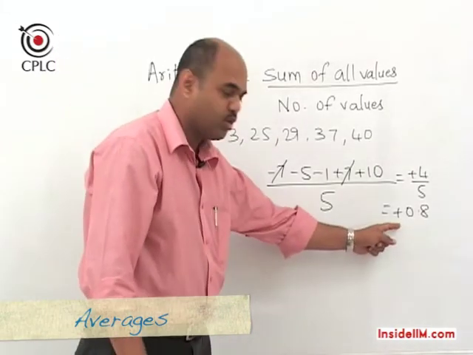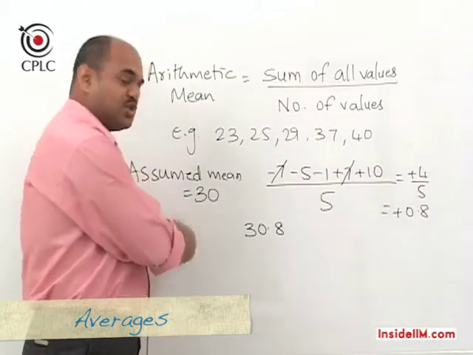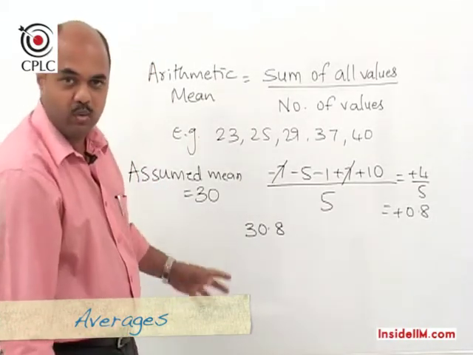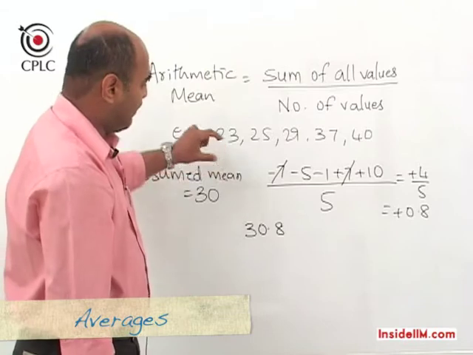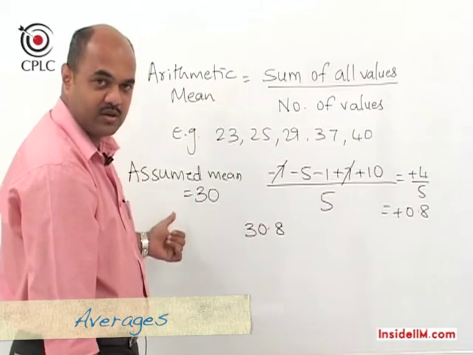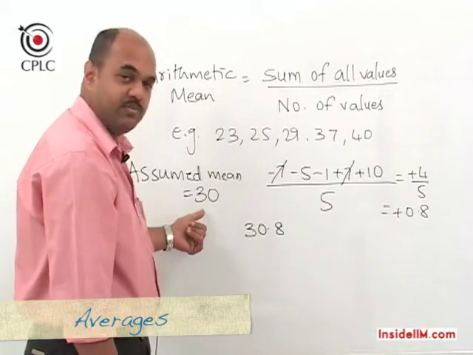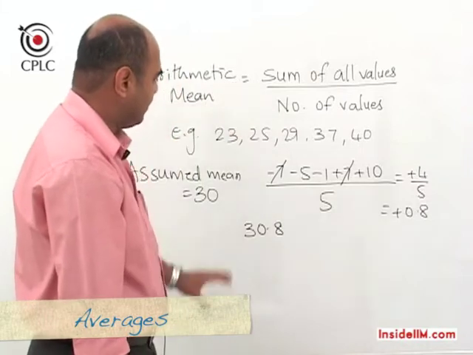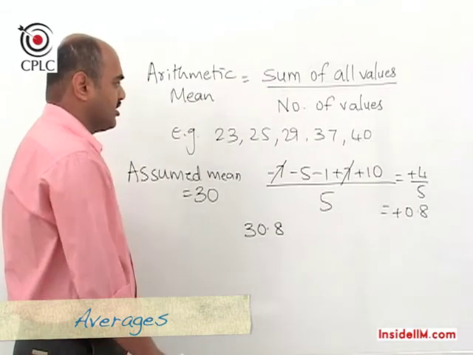If this final answer was a negative value, it simply means that the actual mean should be lesser than the assumed mean, and we calculate accordingly. So this is the method of assumed mean, where we assume a certain number within this range to be the mean and find the mean of the differences of all these individual numbers with respect to the assumed mean, and then we either add or subtract from the assumed mean value depending on whether we get a plus sign or a minus sign.